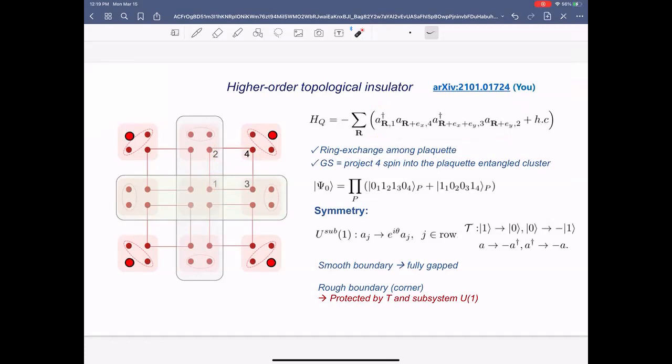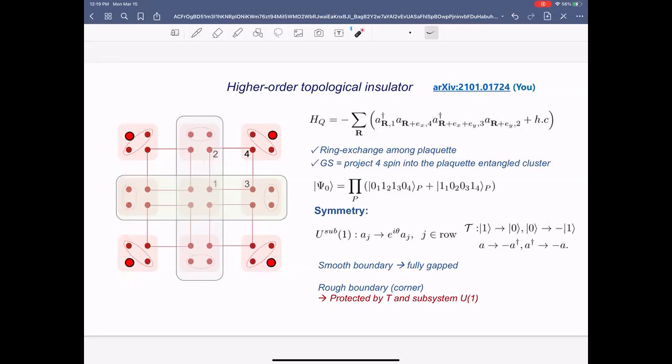And what happens to this Hamiltonian? In the bulk, this ring exchange term projects 4 spins into a 4-spin entangled state in a plaquette. So the bulk charge degree of freedom is fully gapped. And at a boundary, if we have something like a smooth boundary here, there will be 2 free dangling spins living on the same site. And with any infinitesimal spin XY or Heisenberg interaction, these 2 spins would finally be paired up. And there's no free gapless degree of freedom at a smooth boundary.